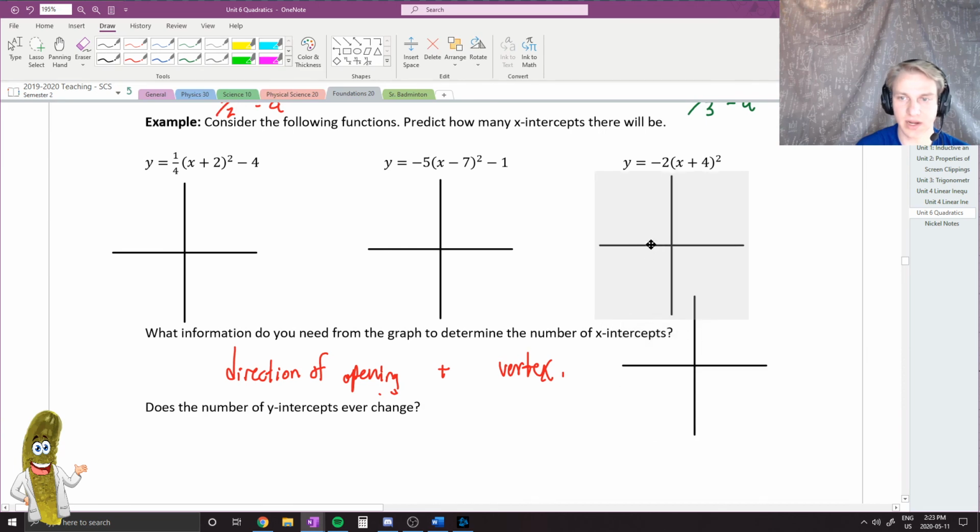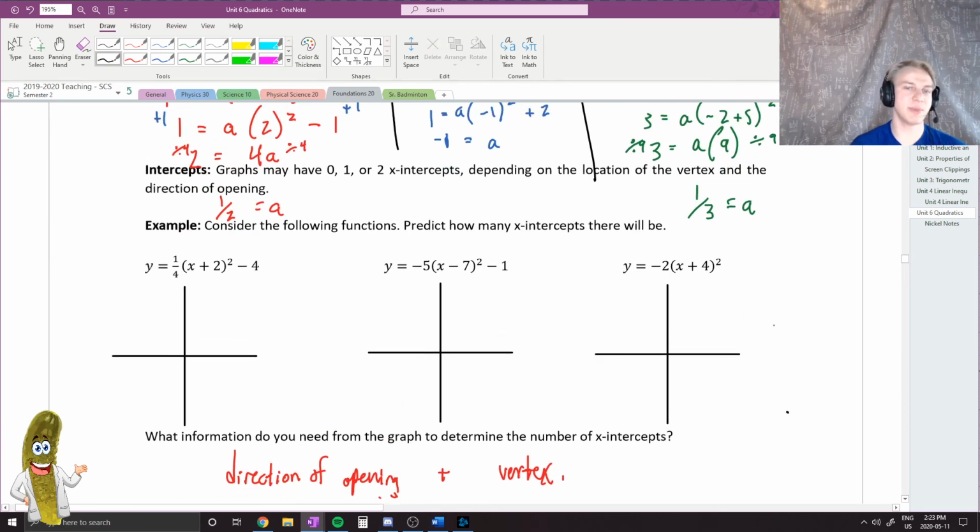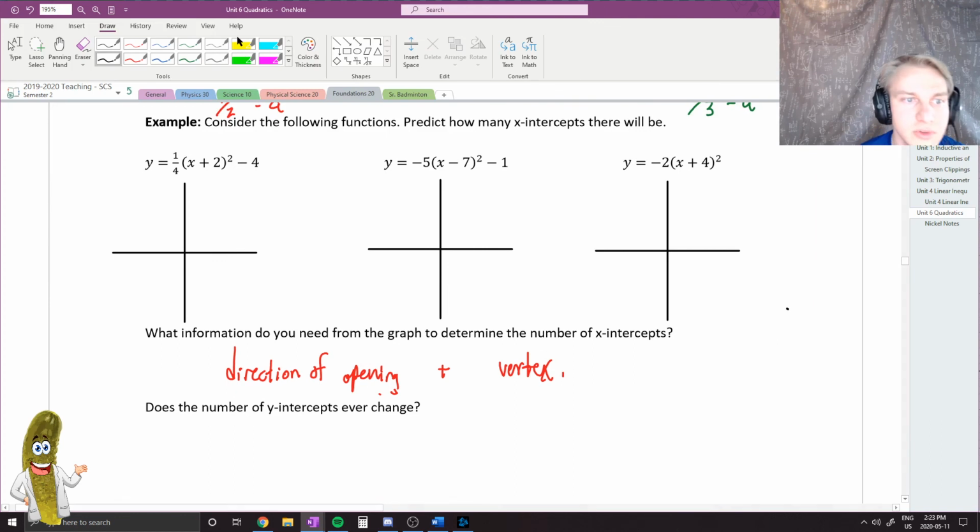And all I'm going to do is not actually graph these. I'm just going to estimate where these graphs are and use that information to come up with a fake graph, or a graph that works for me. So looking at this first formula, I have y is equal to 1/4 (x plus 2) squared minus 4. My vertex in this case would be -2 comma -4. So -2, -4 is roughly about there. Again, I'm just estimating where this graph actually is.